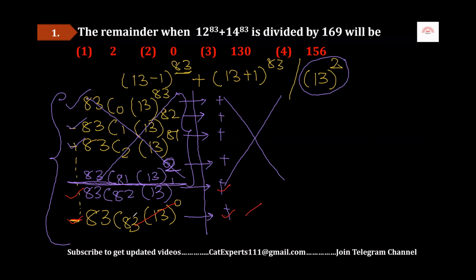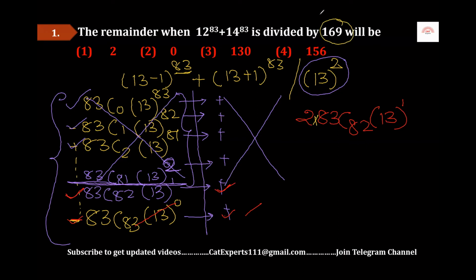Now what am I left with? This term plus this term, that means 2 times. Let me write it for you. I am left with 2 times 83C82, 13 power 1. Very interesting, right? 2 times, this seems to be 2 into 83C82, 13 power 1, and this has to be divided by 169. That will give me the final answer.